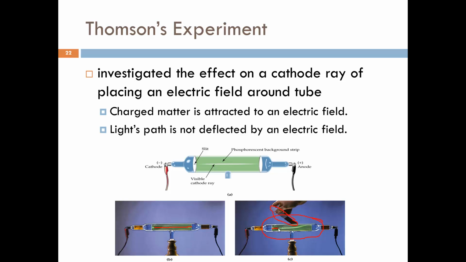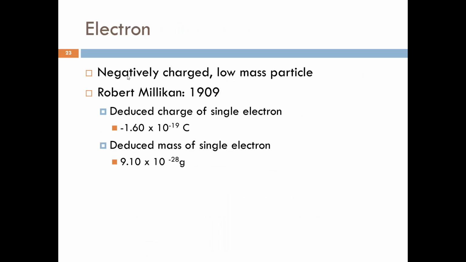He investigated the effect on the cathode ray of placing an electric field around the tube. This is the magnet that we were just looking at. The charged matter is attracted to this electric field. Light's path is typically not deflected by an electric field. So he determined that there was a negatively charged particle with a very low mass, and they called this the electron.